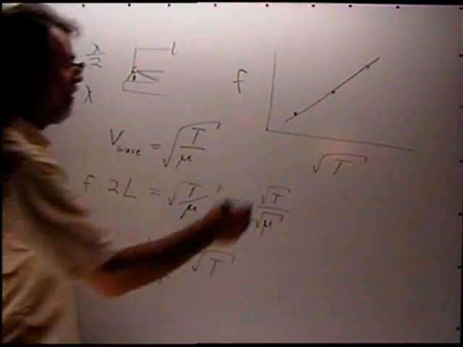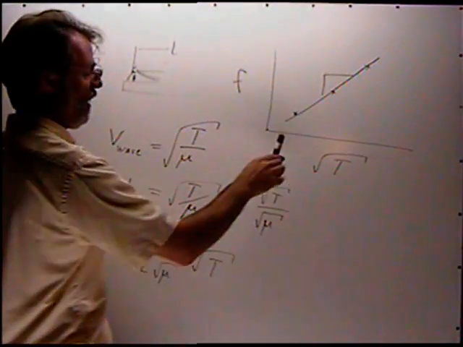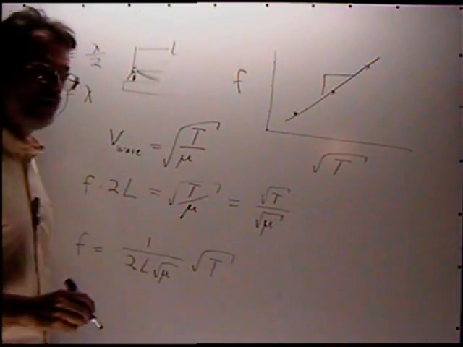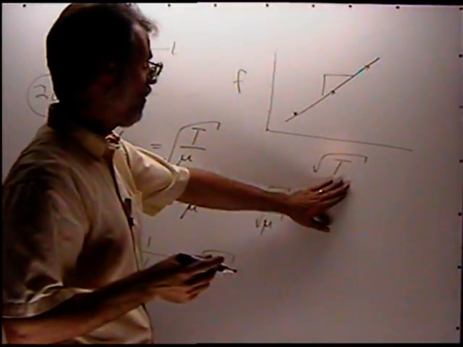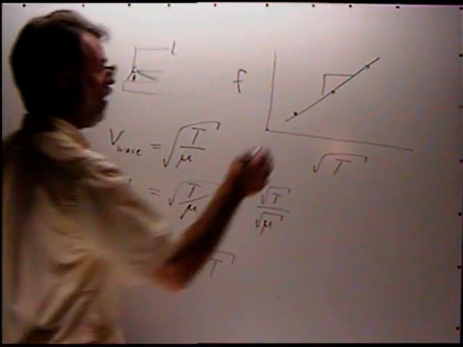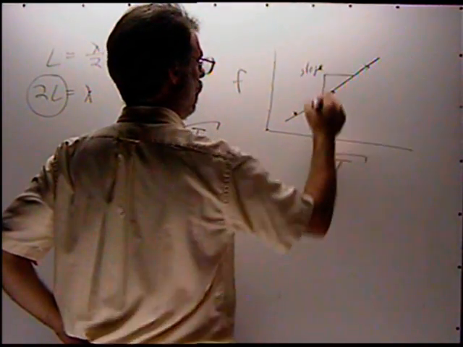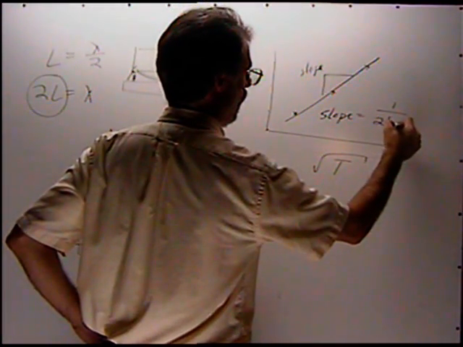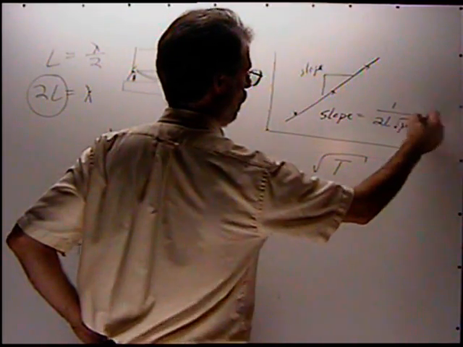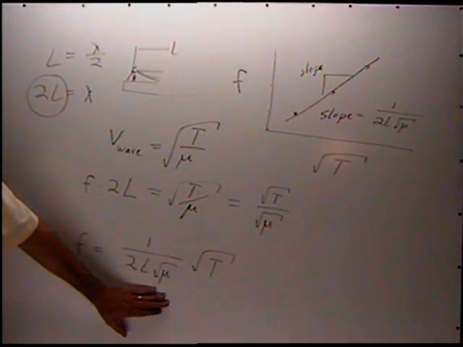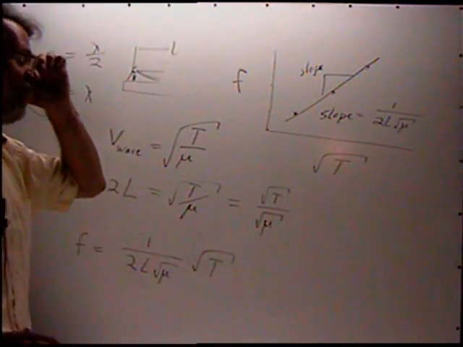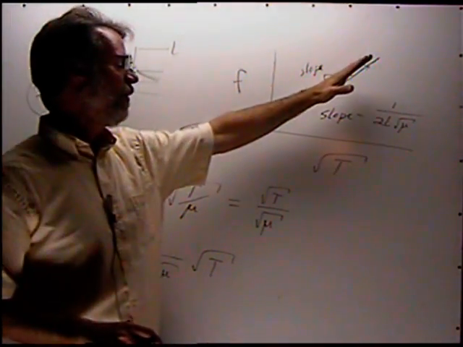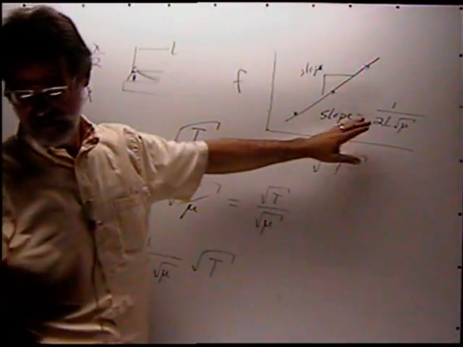And what is the slope? As we increase the tension, we increase the frequency, and it's a linear relationship between the square root of tension and frequency. The slope here is equal to 1 over 2L times the square root of this mu term. So the whole point of this lab is to increase the weight, measure the frequency, and see if in fact it is more or less a linear relationship. It should be, and then we'll calculate the slope.